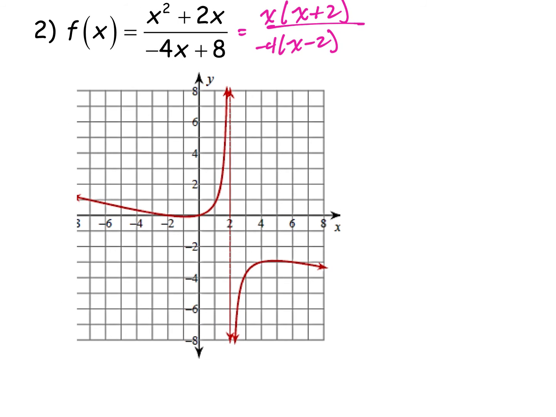So I can find my domain again. My domain goes from negative infinity to 2, and then 2 to infinity. And my vertical asymptote is x equals 2.